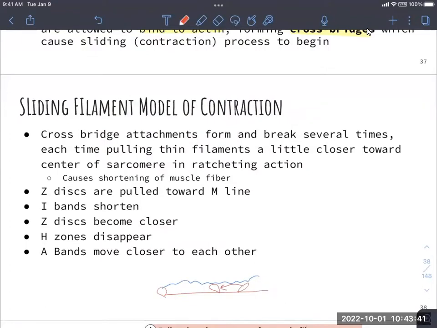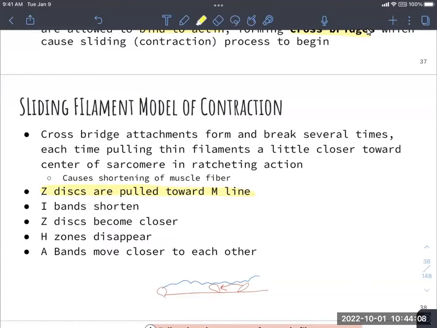The head will release from this actin filament. It'll move back to its initial position. It'll attach again and move again. That's what allows muscles to continue to shorten. Those Z discs that we looked at above are pulled towards the M line.